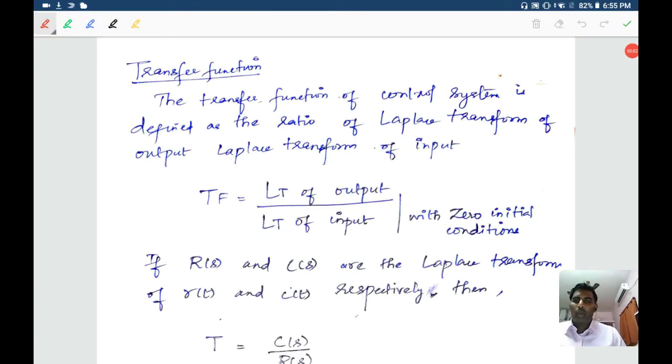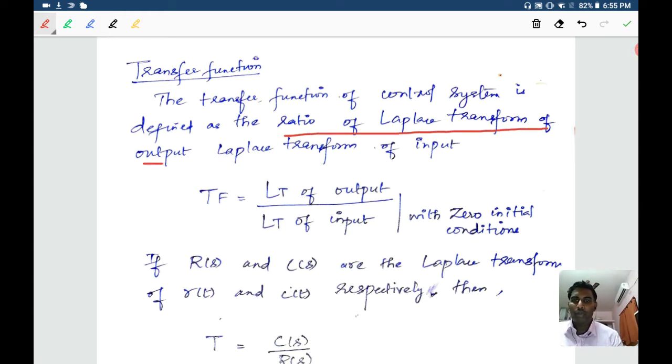Now we'll understand what is the transfer function of a system. The transfer function of a control system is defined as the ratio of the Laplace transform of output to the Laplace transform of the input. So the transfer function is written as the Laplace transform of output by the Laplace transform of input with zero initial conditions.